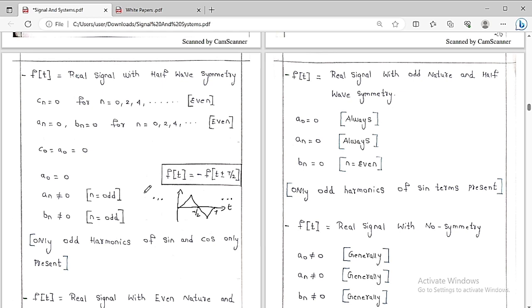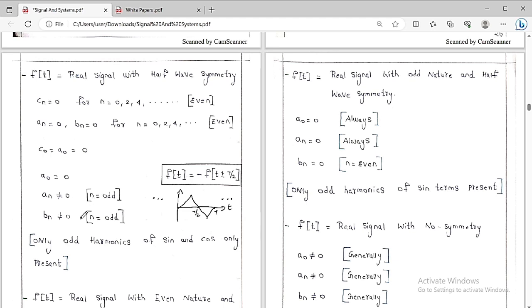So Cn is equal to 0 for even values of n, which is n equal to 0, 2, 4 and so on. The value of Cn is an by 2 minus j bn by 2. So by comparing the real part and imaginary part, we can say an is equal to 0 and bn is equal to 0 for even values of n. If we substitute n equal to 0, then C0 is equal to 0, and C0 is nothing but A0, so A0 is also equal to 0. Therefore, finally A0 is equal to 0, An is not equal to 0 for all the odd values of n, and Bn is not equal to 0 for all the odd values of n.